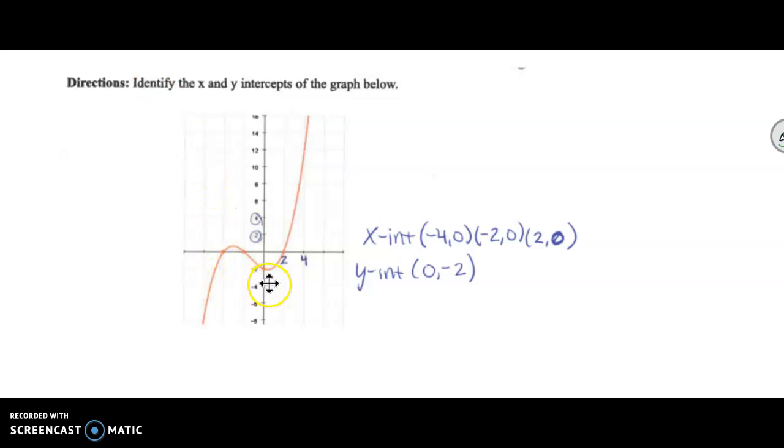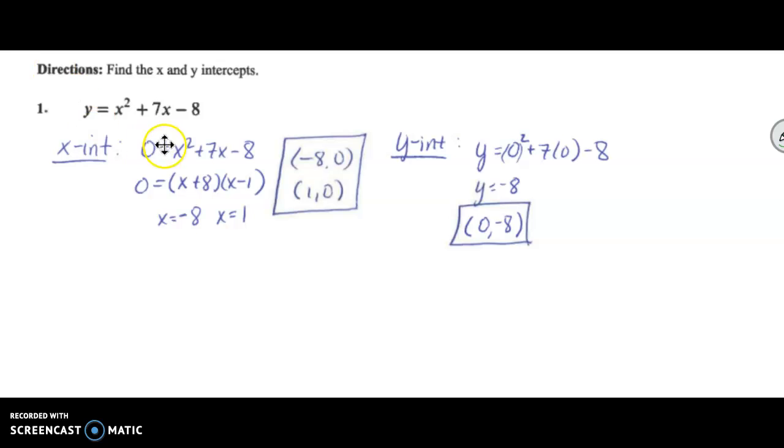Here's a quick example. In this graph, there are 3 x-intercepts, and there's 1 y-intercept. Just to emphasize and reiterate, for x-intercepts the y's are 0, and for the y-intercept, the x is equal to 0. And we know how to solve for these.